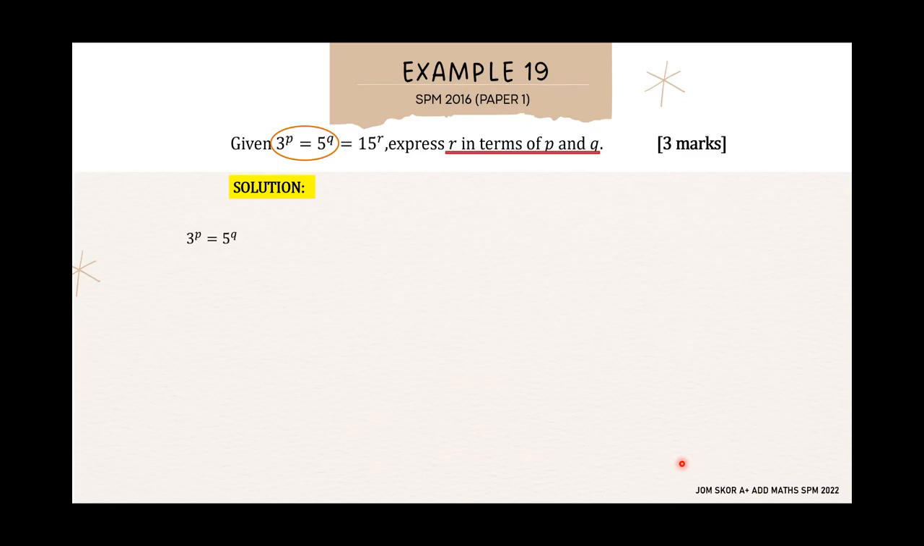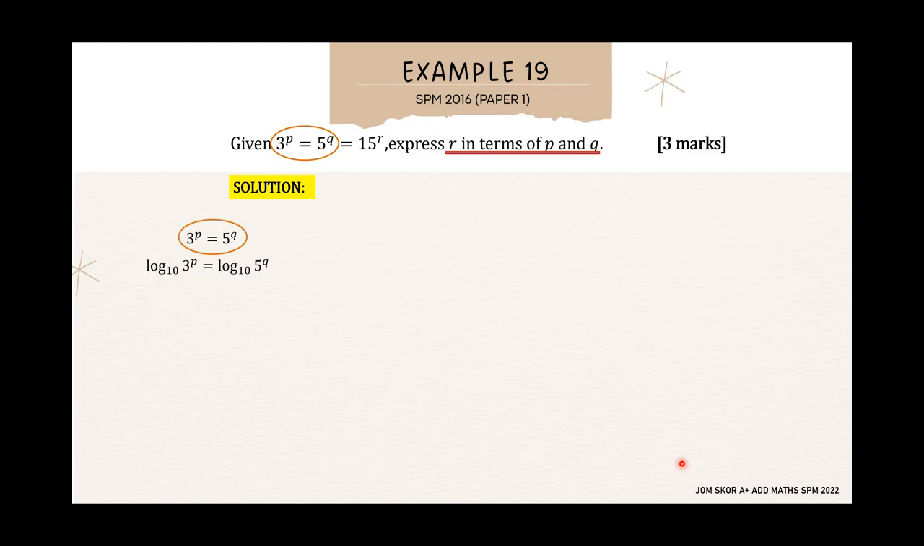Okay, masalahnya sekarang base kita berbeza. We have 3 and 5, and there is no other way to change the base. Tak ada cara lain. So, bila tak ada cara lain, ini case yang special sikit. Kita lockkan dengan base 10.